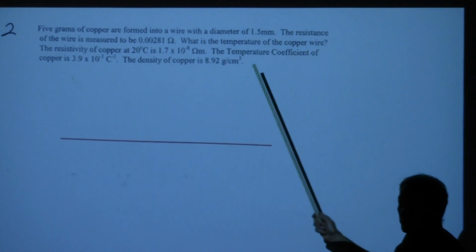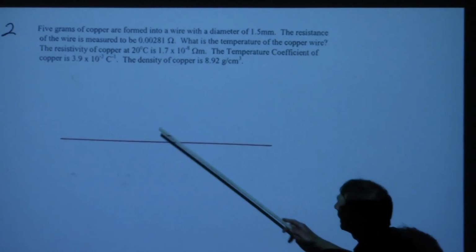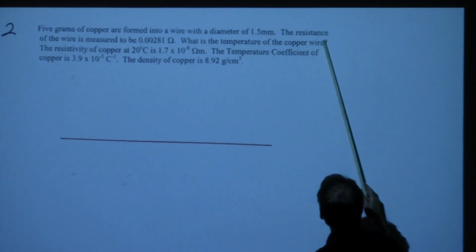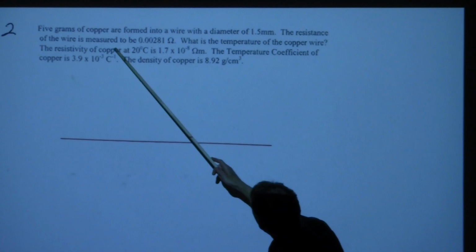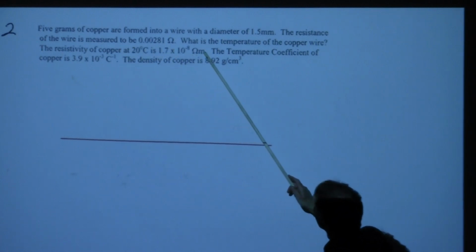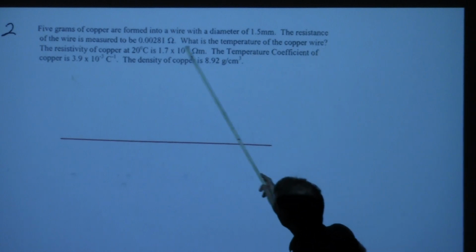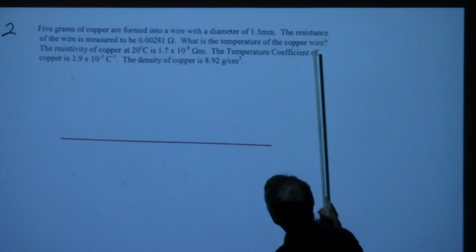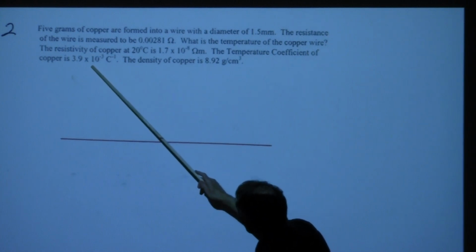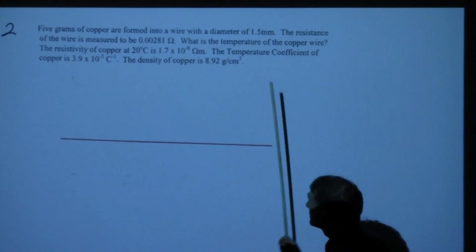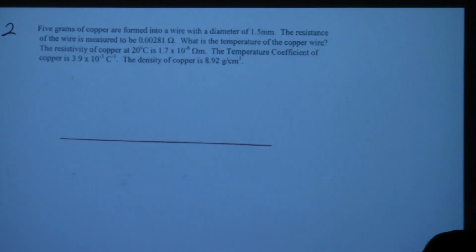Here is a problem from the practice problems. The idea is 5 grams of copper formed into a wire of diameter 1.5 millimeters. The resistance of the wire is measured to be this. What is the temperature of the copper wire? So he gives you the resistivity of that. He also gives you the temperature coefficient, which would be the alpha. And he also gives you the density of copper. So we've got to play with all of this stuff.